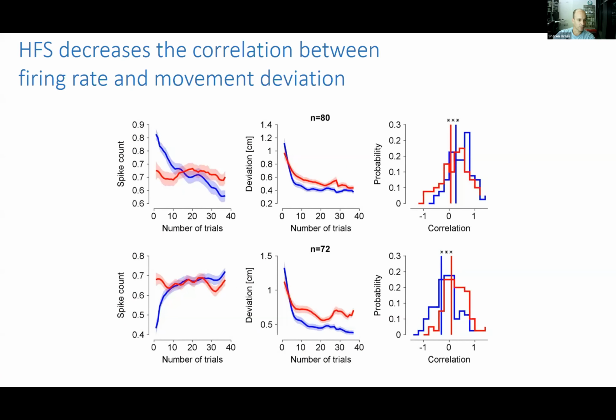We applied this procedure for all cells, both during adaptation with and without HFS. For the two groups of cells, we plotted two histograms of firing to error correlation values. We found that in both cell types, HFS significantly decreases the correlation between spike counts and the error.